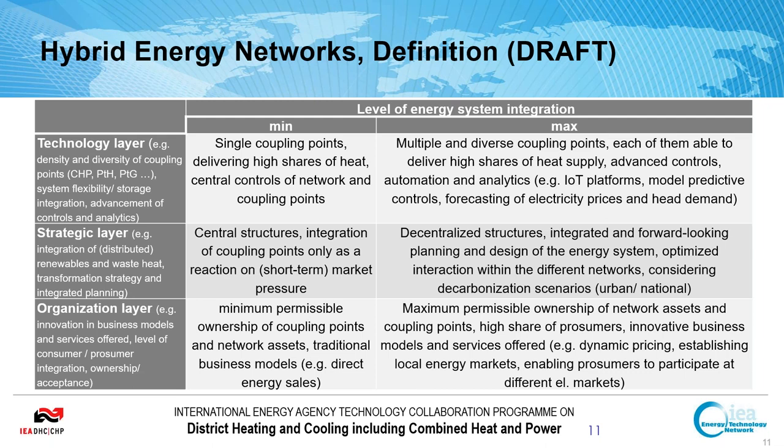From the organizational layer, that's the third one, minimum integration would be the minimum allowed or permissible ownership of coupling points. In many regions in the world, you have unbundling. That means you cannot sell the energy and operate the distribution or transmission networks in one entity. So this is obviously separated. It's a minimum organizational layer, and you will also have traditional business models in this layer. If you go for maximum system integration from the organizational point of view, you will have more spread ownership of network assets and coupling points, a high share of prosumers, innovative business models, new service offers, and so on.